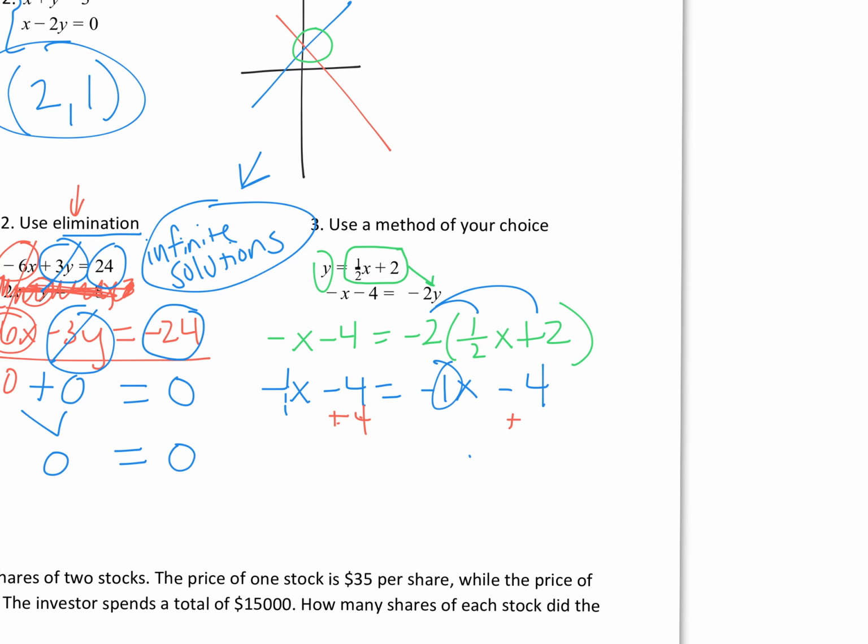I'm gonna add the 4. That cancels, so does that. I am going to get negative x equals negative x. When I divide out the negative 1, and I divide out the negative 1, I end up getting x equals x, which is actually similar to 0 equals 0. So this is another infinite solutions.